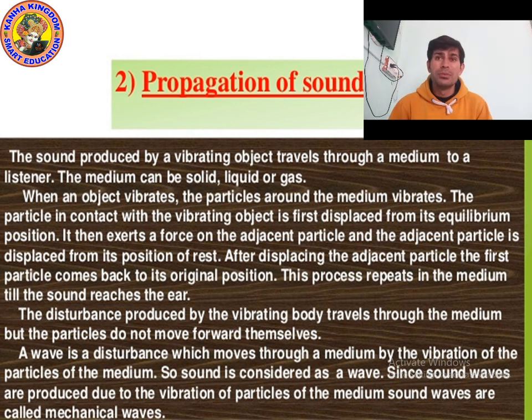When an object vibrates, the particles present in the medium start vibrating. If the medium is air, the particles of air start vibrating. If the medium is solid, the particles of solid start vibrating. These particles are in contact with the vibrating object, so they are first displaced from their equilibrium position.